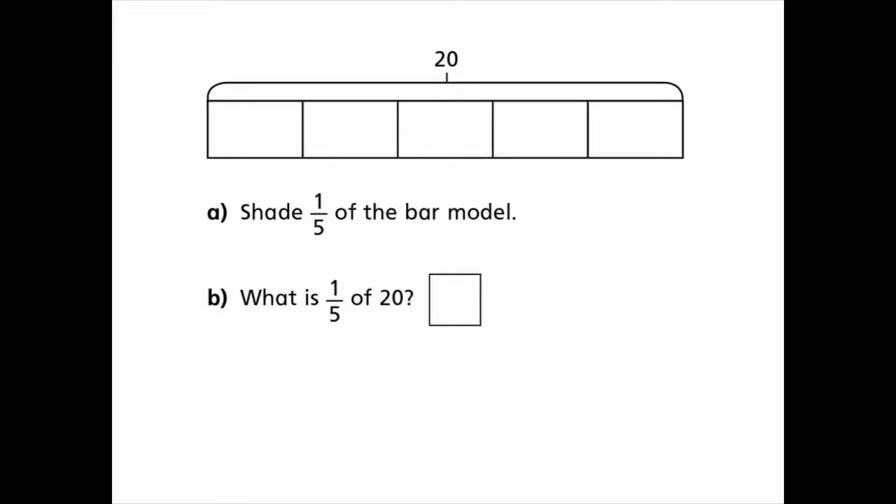So we're going to look at a few examples. We're going to shade a fifth of this bar model. So that will shade one of them, and that will go up here. And we'll shade.